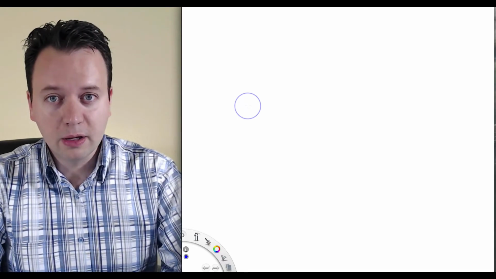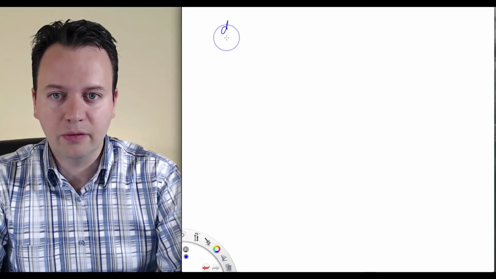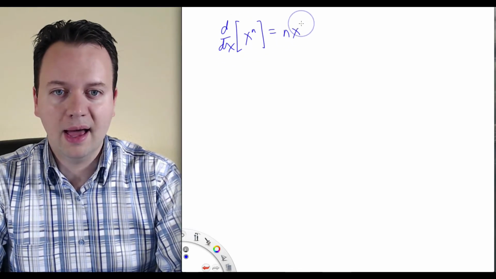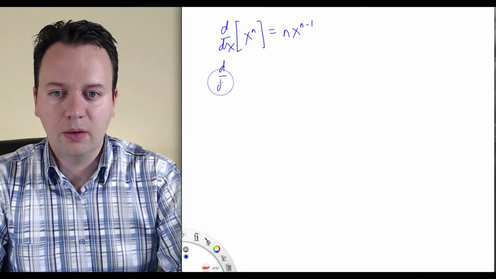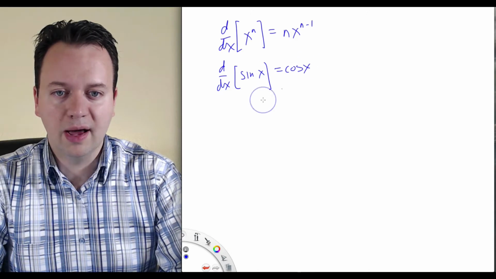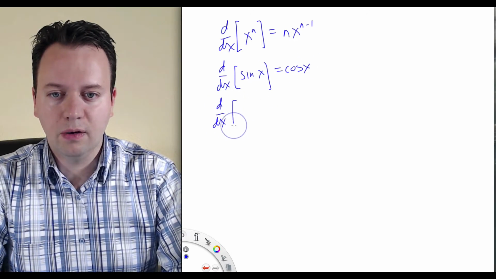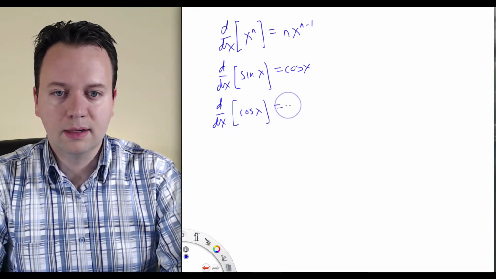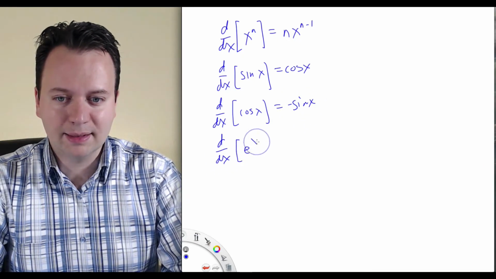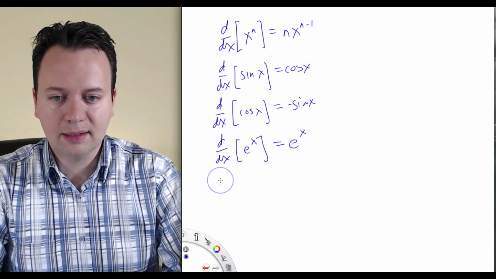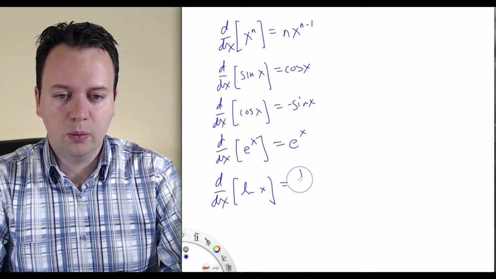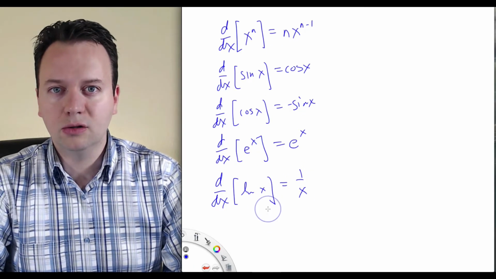So the first one was that the derivative of x to the n was nx to the n minus 1. Then we had the derivative of sine of x is equal to cosine of x. The derivative of cosine of x is minus sine of x. The derivative of e to the x is equal to e to the x, and the derivative of ln of x is equal to 1 over x. So these were the 5 basic derivative rules.